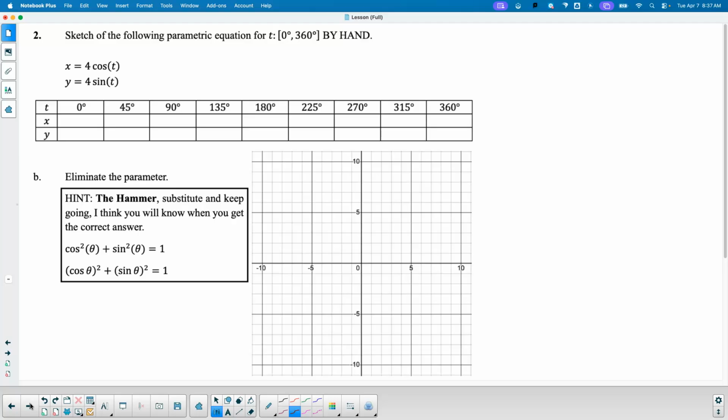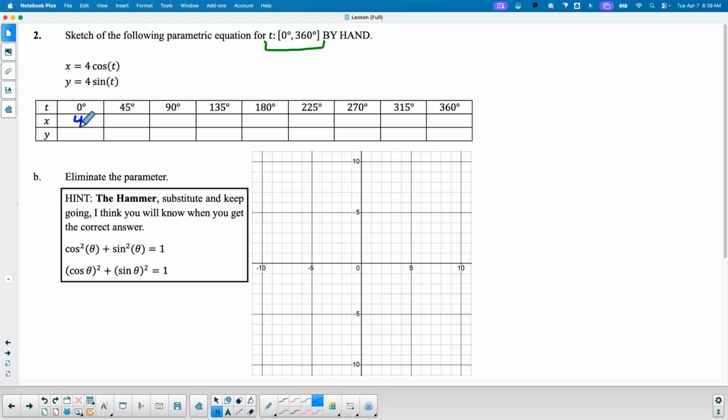Parametric functions can also happen in the trigonometric world, where our t values could go from 0 to 360 degrees, or from 0 to pi. We made it easy on ourselves and plugged in the 45s for you. So 4 cosine of t is my x value. What is the cosine at 0? 1 times 4 is 4.